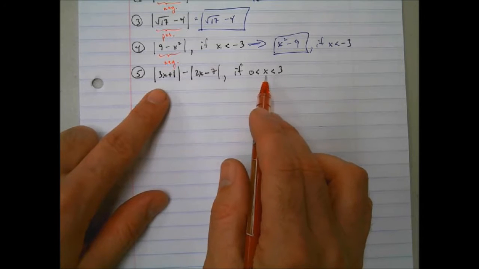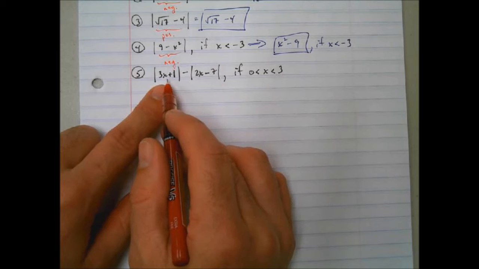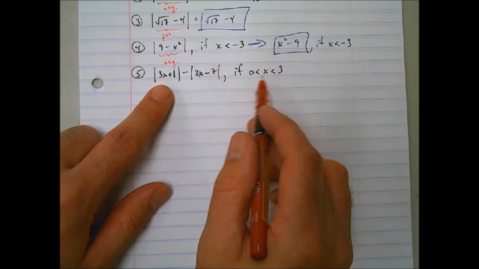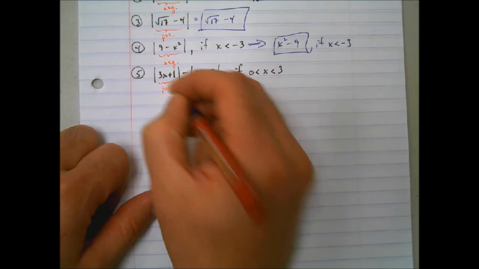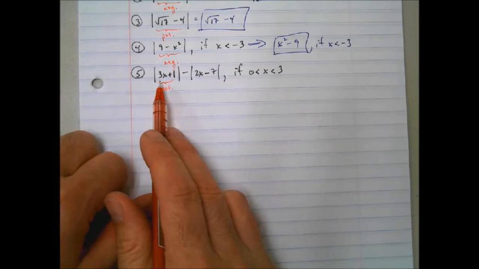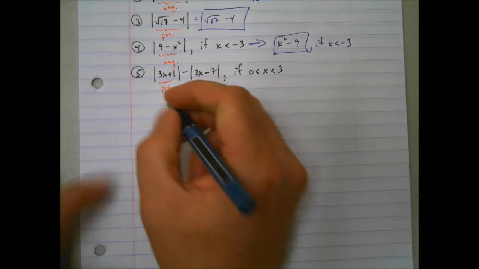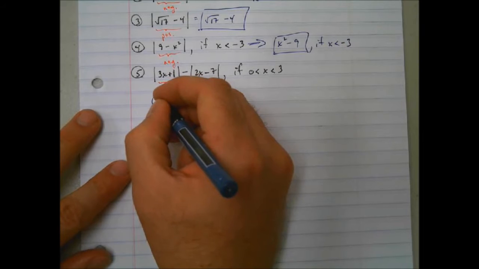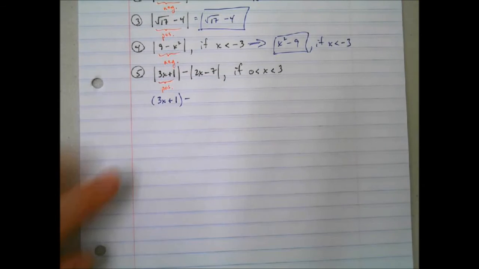So if x is between 0 and 3, not equal to 0, not equal to 3, but between 0 and 3. Well, if x is 1, the inside's positive here. If it's 2, the inside's positive. In fact, for any of these values, the inside here is positive, which means we get to just drop the absolute value bars. Now, we are doing a further operation, so I'm going to go ahead and do parentheses. So 3x plus 1. And then here's a minus.